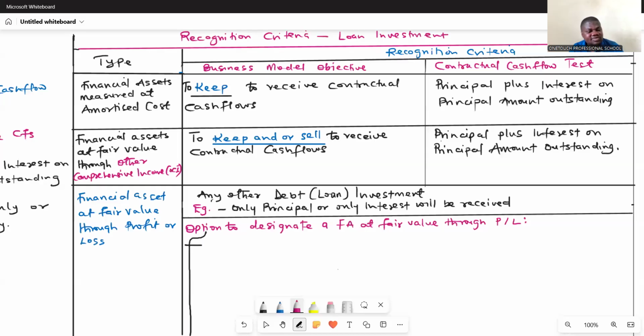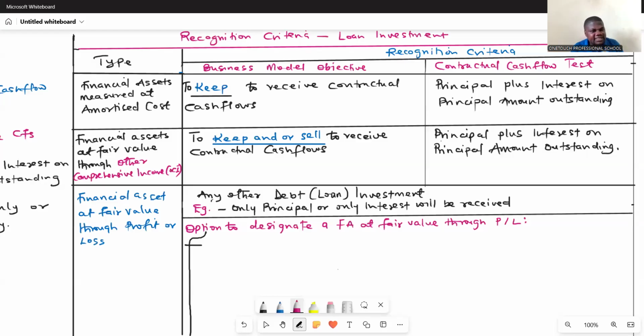I'm saying that on initial recognition, the entity may by an irrevocable election opt to designate a financial asset at fair value through profit or loss, if doing so eliminates or reduces a measurement inconsistency, also known as accounting mismatch. You see that there is some big grammar there. Is that not it? So we need to break it down.